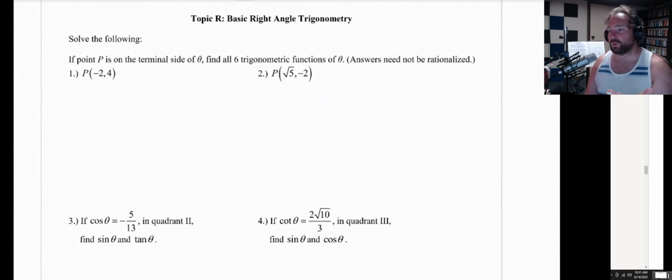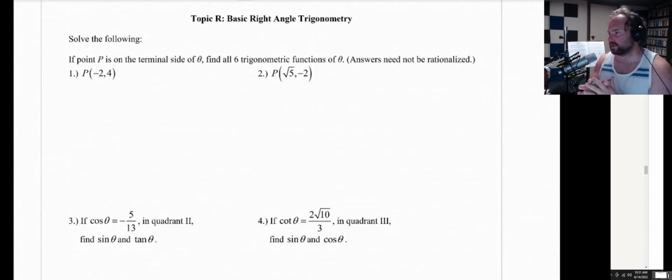But what we're going to do here is just topic R. I'm going to explain everything to you as best I can. If you have no idea what I'm talking about, you have time to figure it out. But hopefully this is a thing you're familiar with. It might be presented a little differently because math curriculums and math teachers can differ. But hopefully after this video, you feel a little more confident in your basic right-angled trig skills. So let's just start with number one.